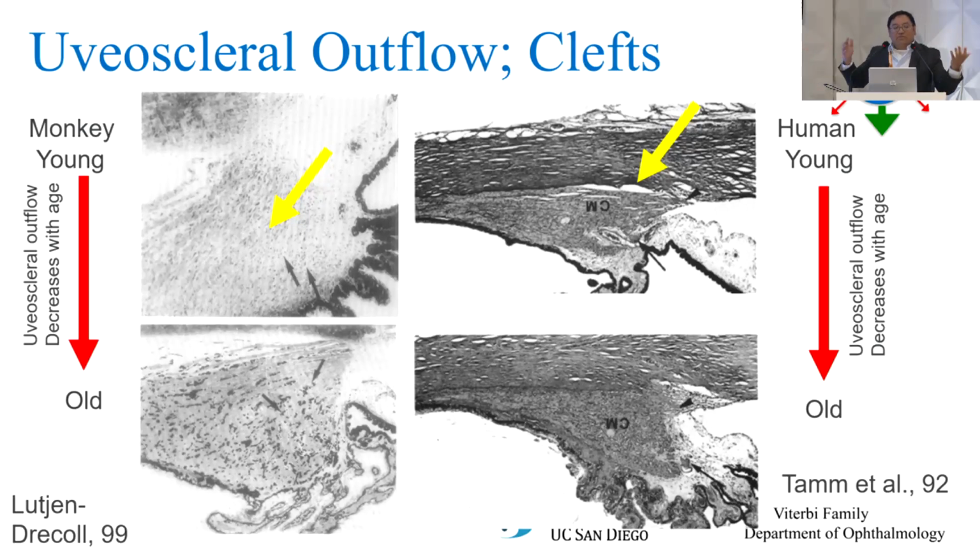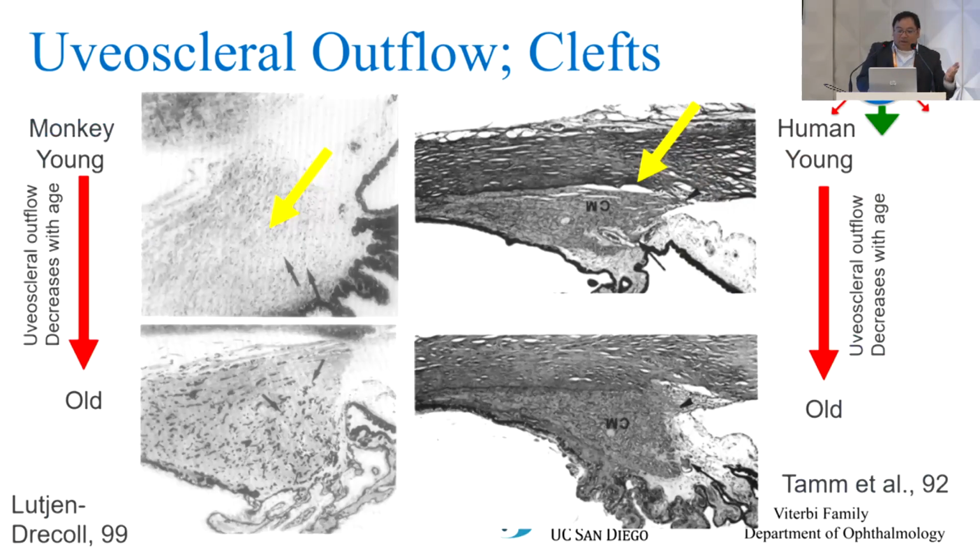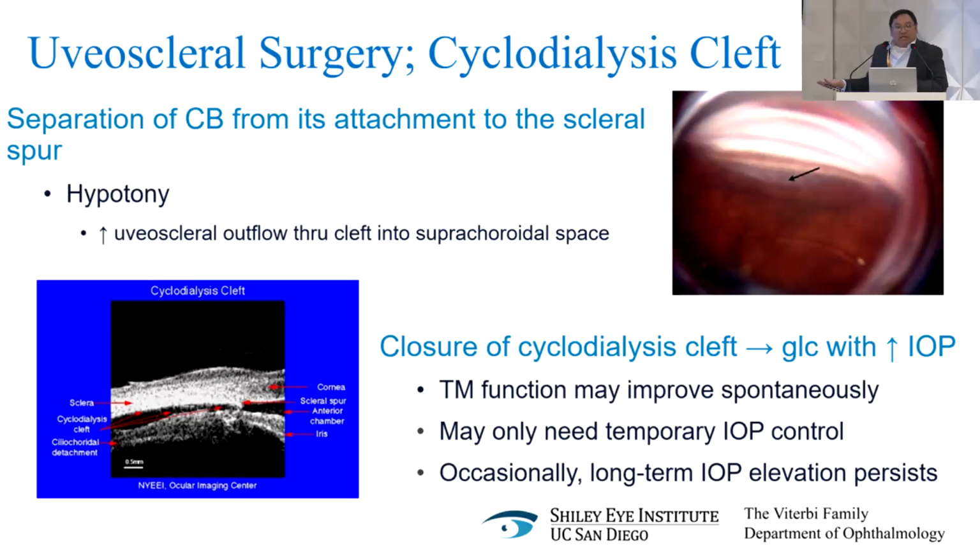So this is kind of circumstantial, but the idea is that the clefts are very important to uveoscleral outflow and something we need to maintain. So how can I prove it to you? I can punch you in the face because I can give you a cleft. It's the same cleft. Ciliary body cleft here. Over here, it's called cyclodialysis cleft, right? It's an iatrogenic creation of the actual same thing.